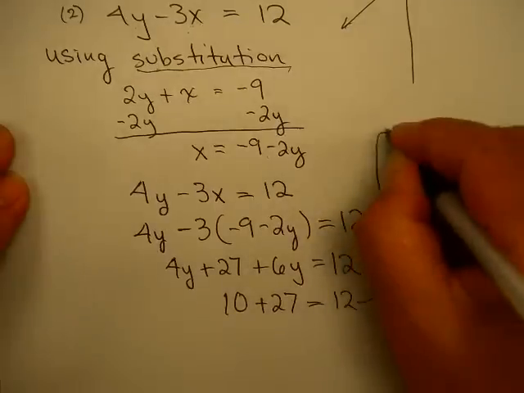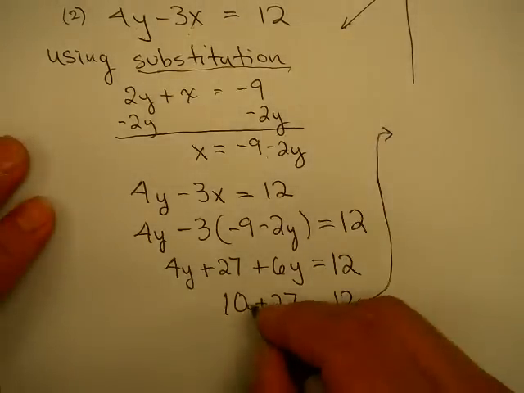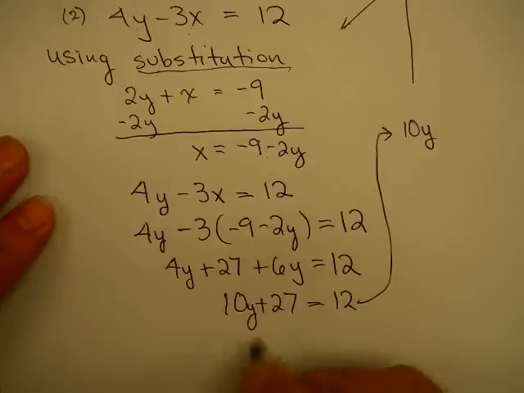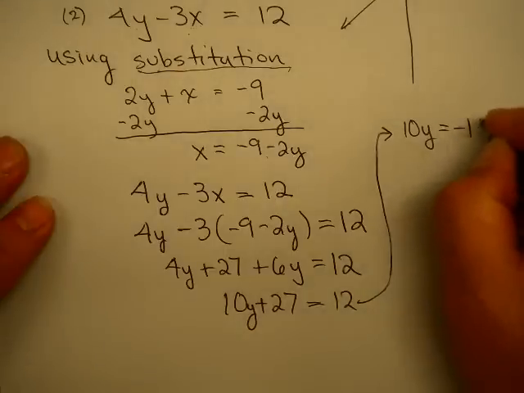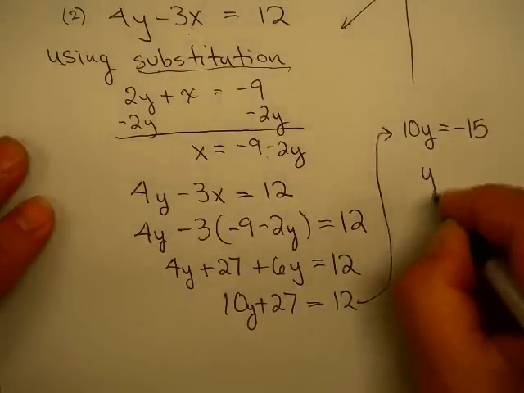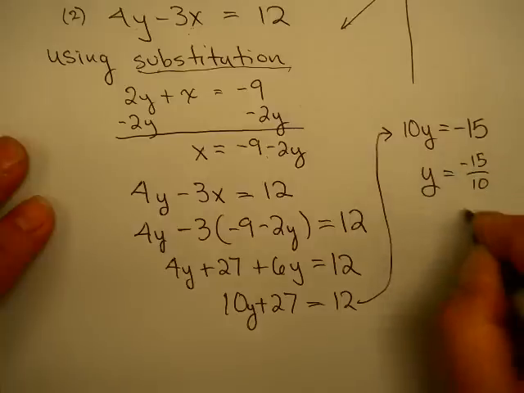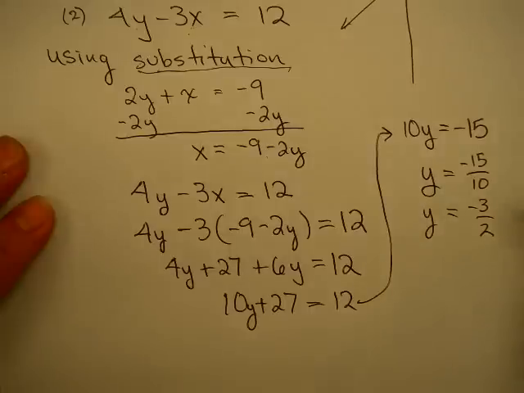And let's move up here. That gives you, excuse me, I forgot my y there, 10y equals minus 15. So y equals minus 15 over 10, or minus 3/2. Now, you're only halfway done. This is the y-coordinate of your point of intersection.